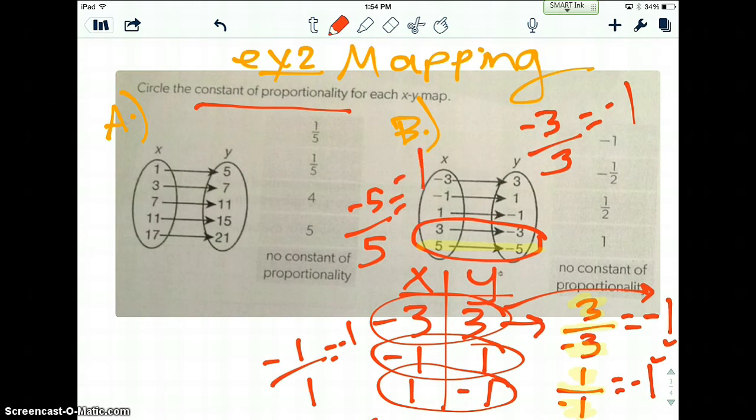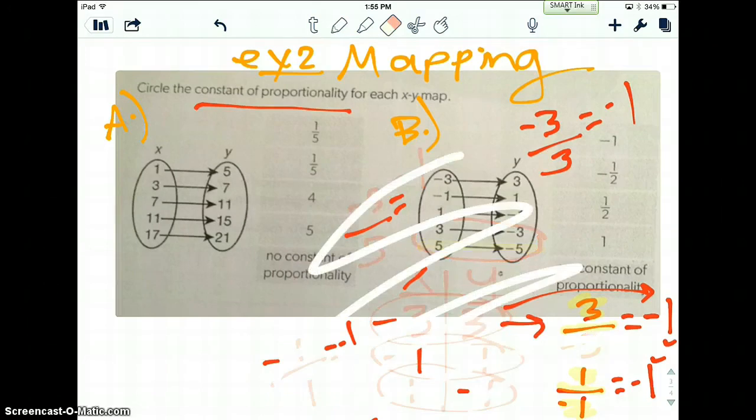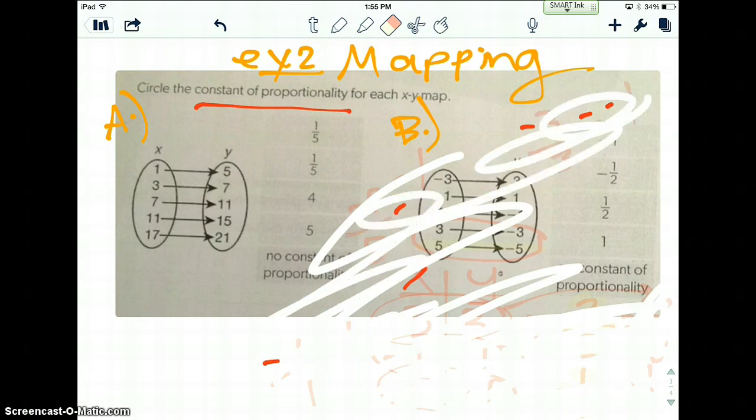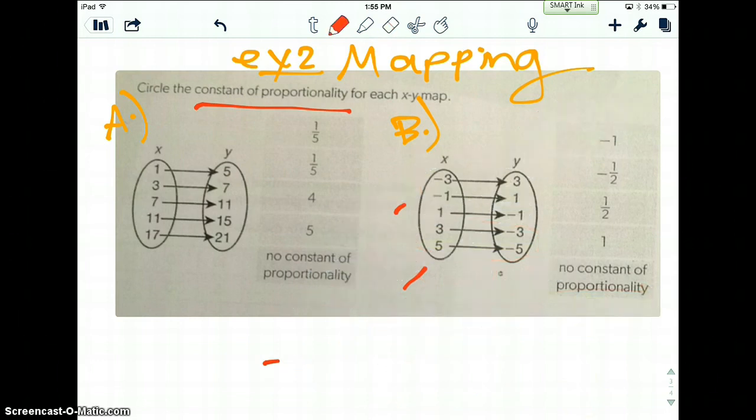So we have a constant ratio showing up of -1, meaning that this is a proportional relationship, and there is a constant of proportionality. So there's no way I'm going to circle that. And what was that constant ratio? -1.